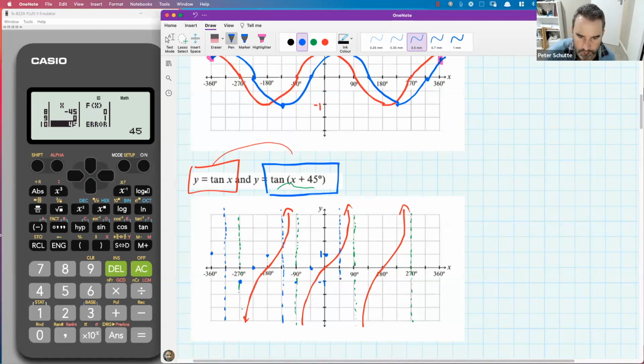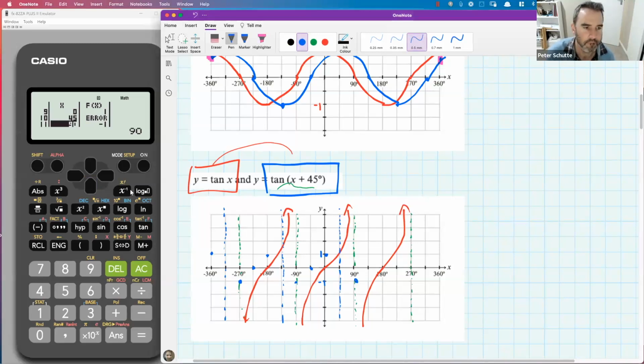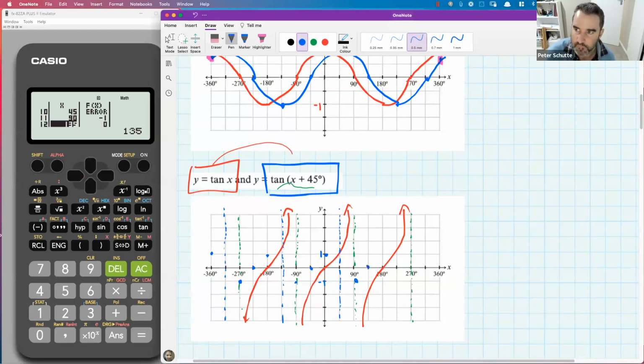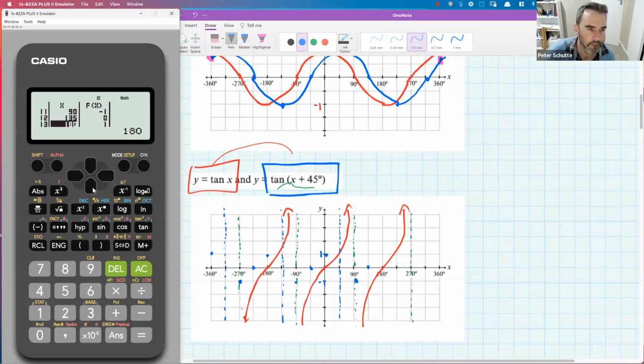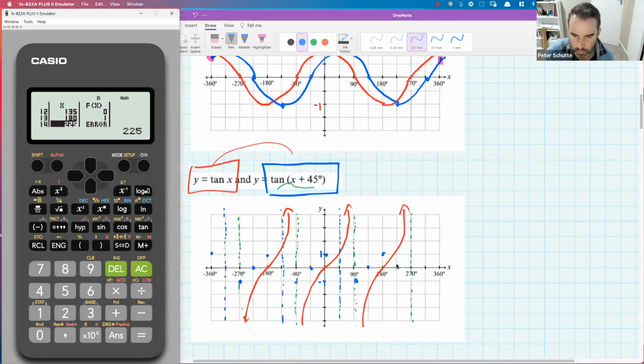Okay, so that. I've got 90 and minus 1, which is down here. 135, 0, which is here. 181, which is here. 225, error, which is here.